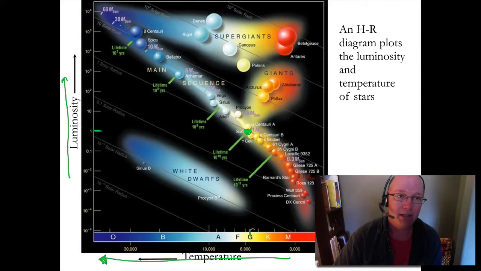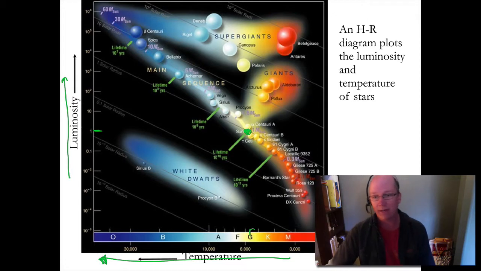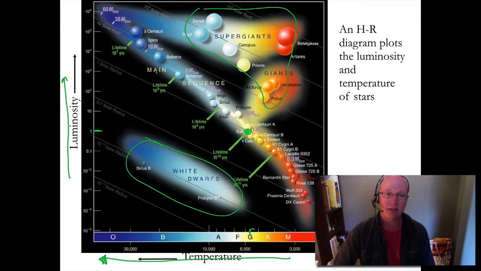Stars going up this side are hotter and tend to be younger. Stars going down this side are cooler and can be much older, and they're much less massive. And we're not going to worry about these guys just yet. We're going to talk about those a little bit later when we talk about stellar death. So let's just look at the main sequence here, which is these stars right down here in the middle.